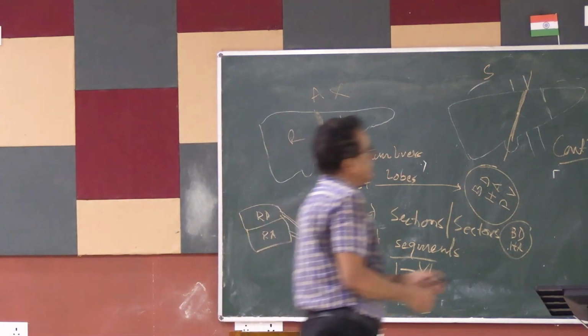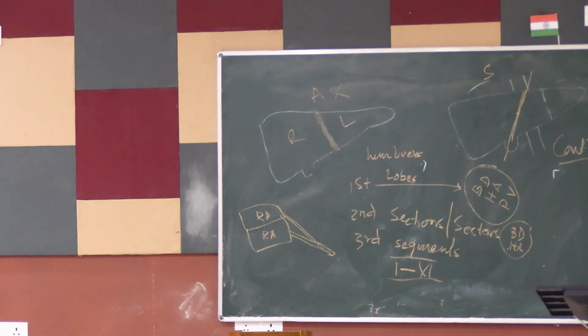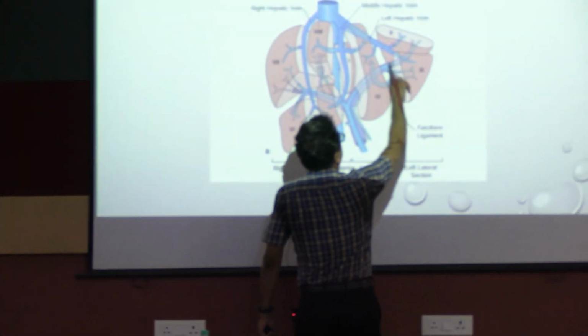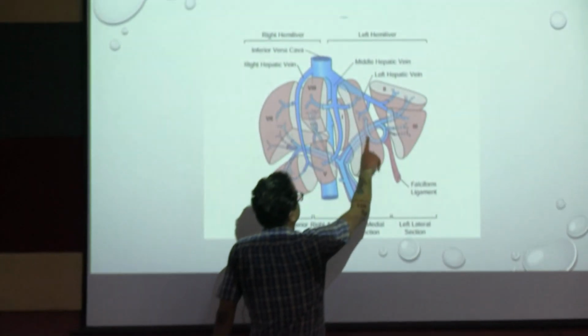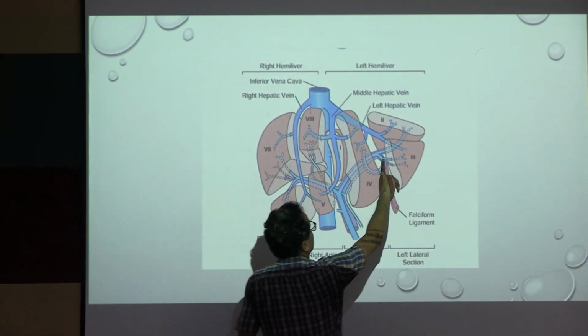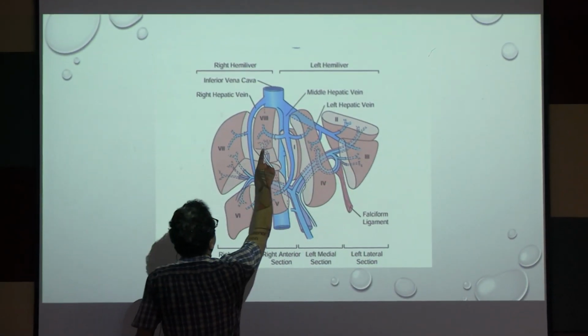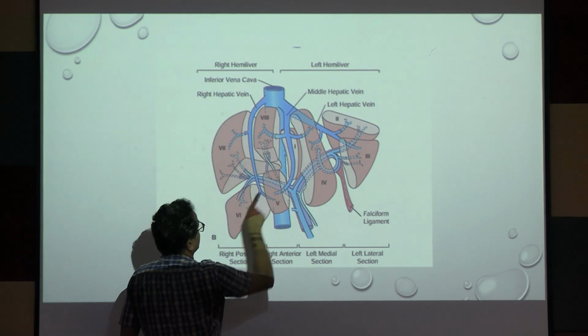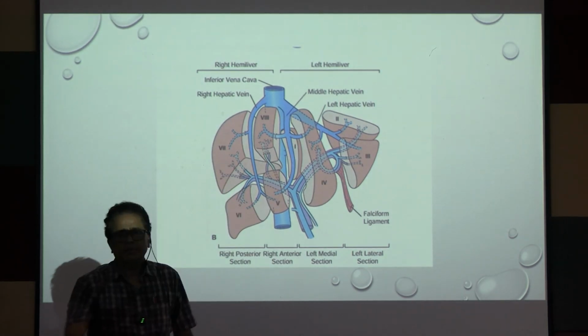So here you can see there, এটাতে তোর এটা হচ্ছে lateral, এটা হচ্ছে medial। ঠিক আছে, তাহলে left এর lateral, medial, right এর 5 আর 8 হচ্ছে anterior and 7 আর 6 হচ্ছে posterior.